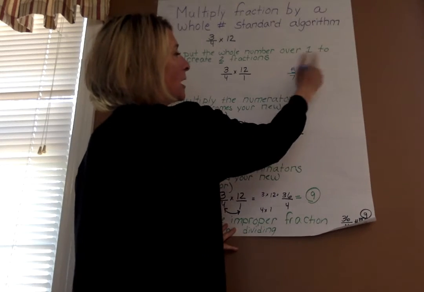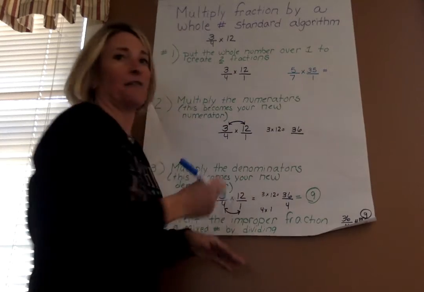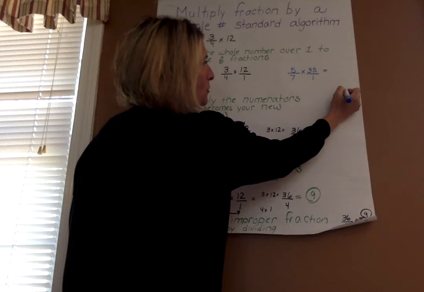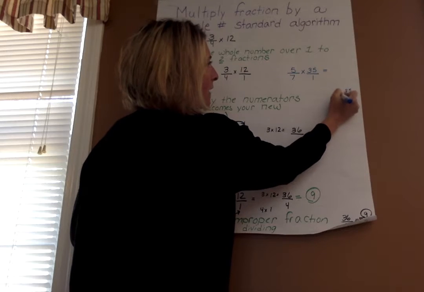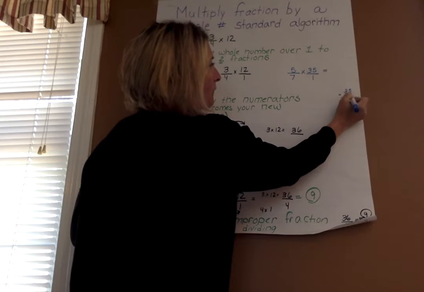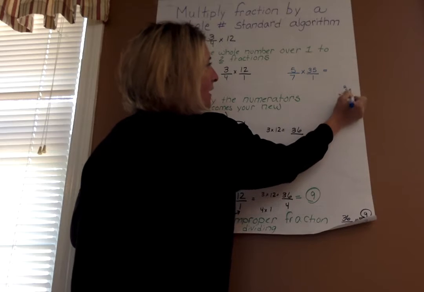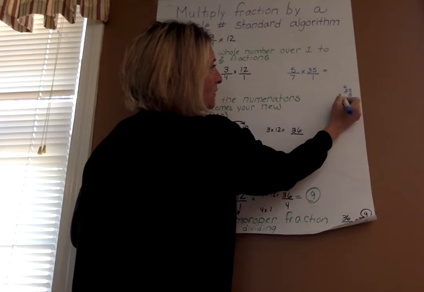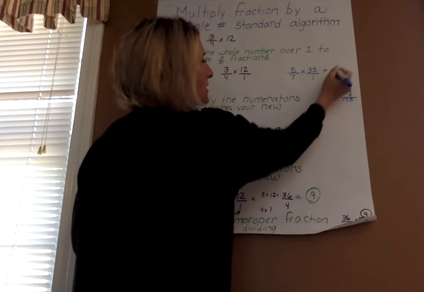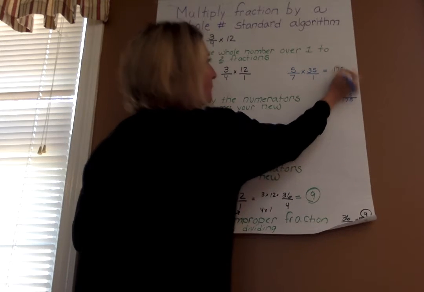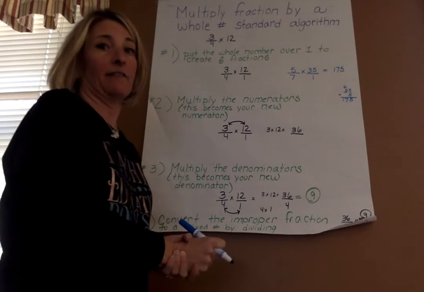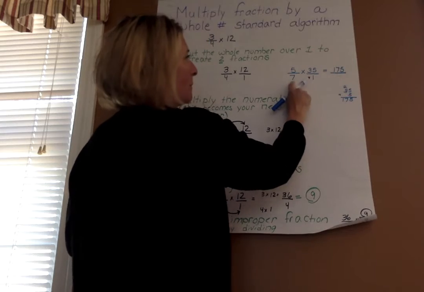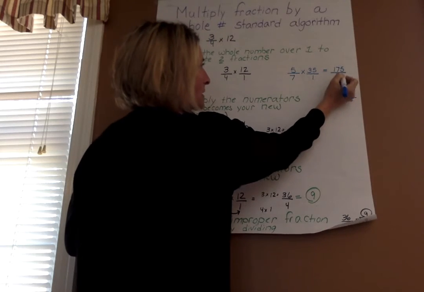Now I have to multiply my numerators. 5 times 35. Well, I don't know 5 times 35 off the top of my head, so I'm going to do it over here on the side. 35 times 5. 5 times 5 is 25. Put the 5, carry the 2. 5 times 3 is 15, plus 2 is 17. So my numerator is 175. It's a pretty big numerator. And now I multiply my denominators. 7 times 1 is 7.